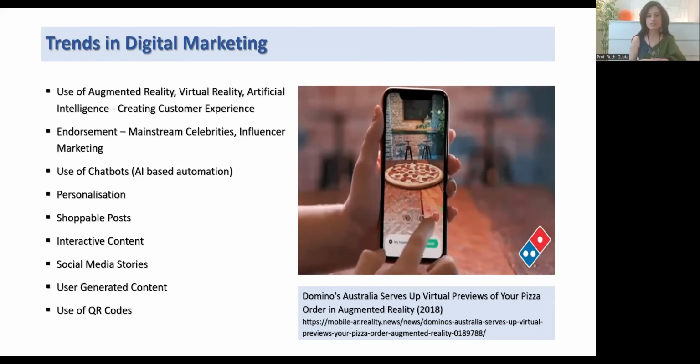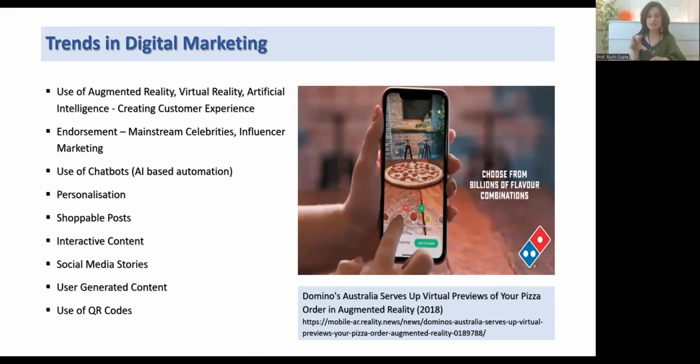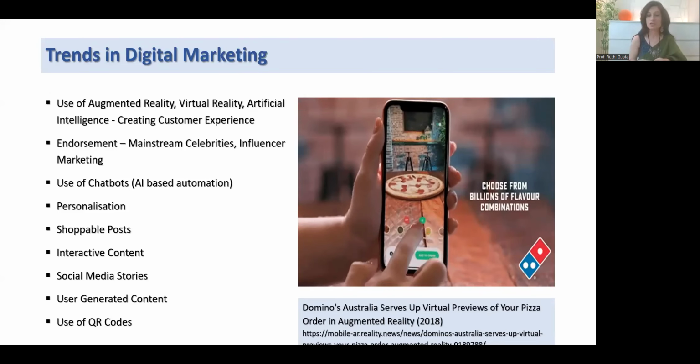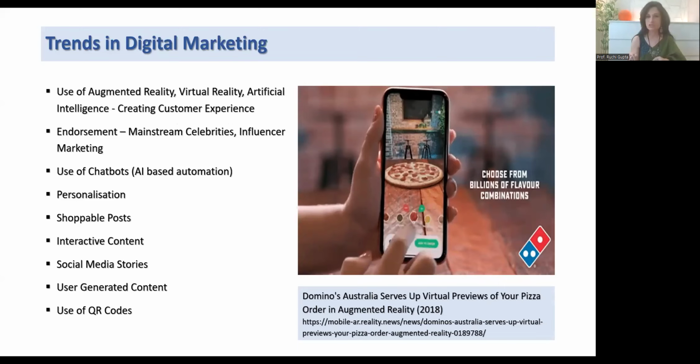Over here on the right-hand side, you can see how one of the brands, Domino's in Australia, had created this with the help of their AR feature, where people could choose their pizza toppings to see what their pizza would look like before ordering using the Domino's app in Australia. And this is from 2018. So things have become more sophisticated now, and more things have become possible with the help of the digital technologies that we are going to discuss.